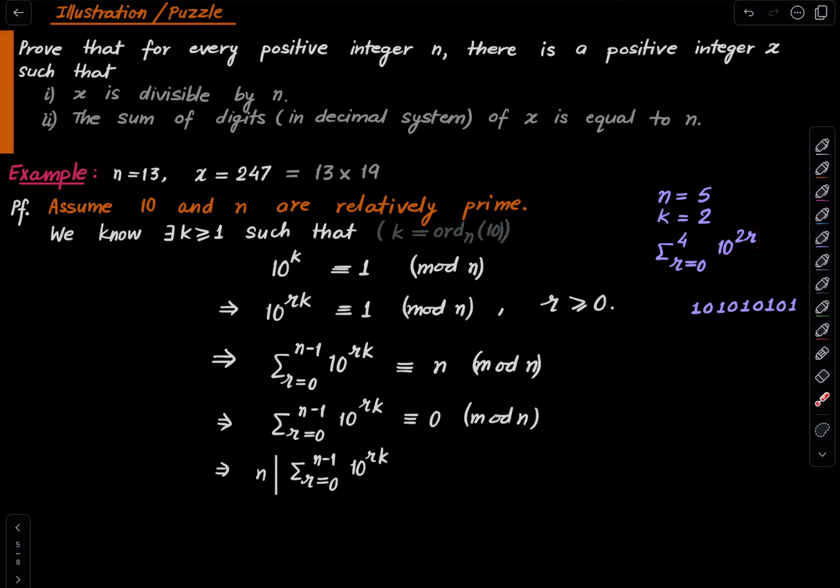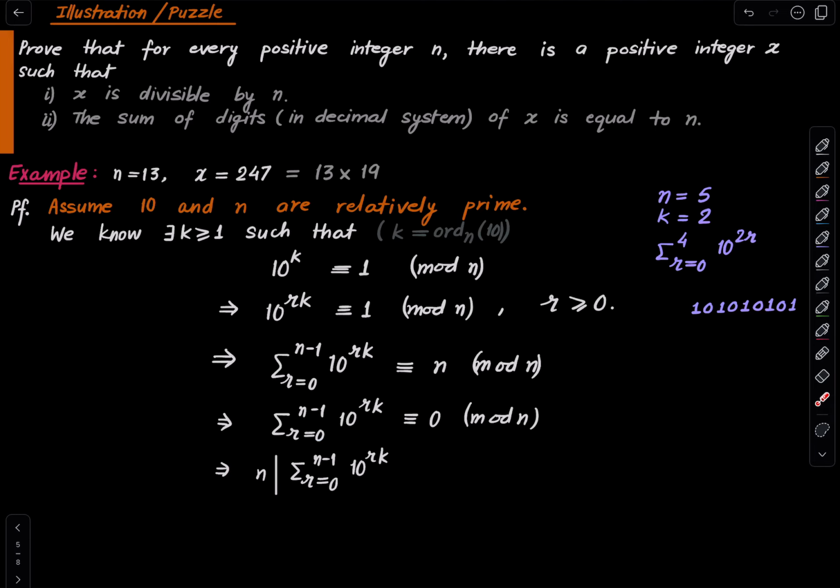All I'm saying is this number has exactly n ones in its decimal representation and every other digit is 0. So what is the digital sum? The digital sum is n because there are n ones and everything else is 0. If you write a number in this fashion, all you see is ones and zeros in the decimal representation, and there will be n ones. So I hope this is clear.